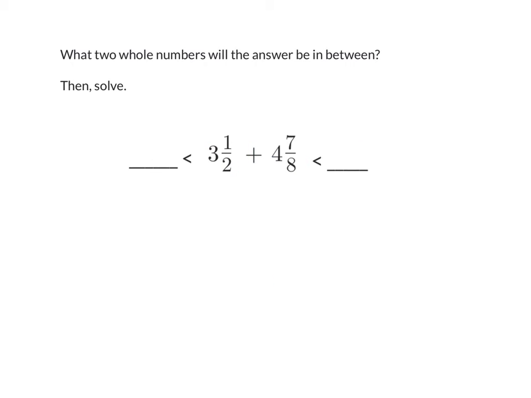But try this one too. What two whole numbers will this answer be in between? And then we'll solve it for real, okay? So let's see, what would be the lower end of things? What's 3 plus 4? 7. Is there any way for this to be less than 7? No. So we know that the lower end is 7.